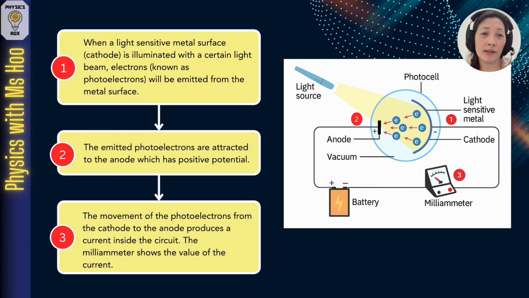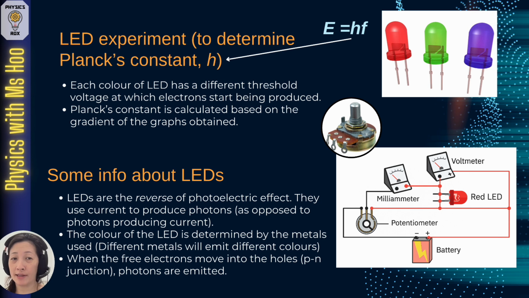Now within your syllabus, you have to learn about the LED experiment. You might or might not get to do the experiment in class, but you still have to learn the theory. So what is the aim of the LED experiment? You would conduct the experiment with LEDs to determine Planck's constant. If you can remember what you've learned about quantum theory of light, the relationship between the photon energy of light and its frequency is based on the formula E equals hf, where h is Planck's constant.